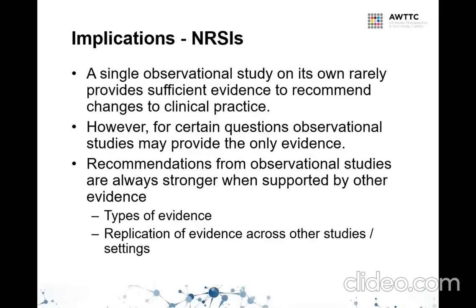Implications, specifically for the non-randomised studies: what's going to count as sufficient evidence to support the implementation of a new intervention? A single observational study on its own is rarely going to provide sufficient evidence to recommend changes to clinical practice. However, for certain questions, observational studies may provide the only evidence. So what are we going to consider good enough for inclusion? Recommendations from observational studies are always stronger when they're supported by other evidence. Ideally this may be other types of evidence, so some more robust data, or it might be replication of the evidence across other studies and settings.